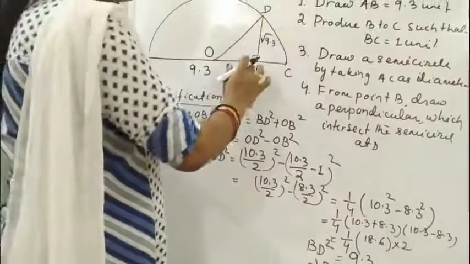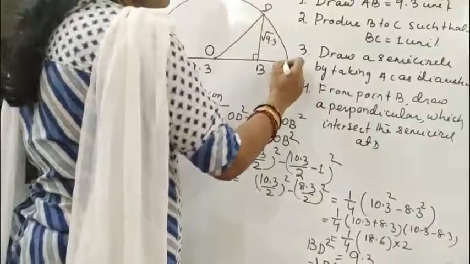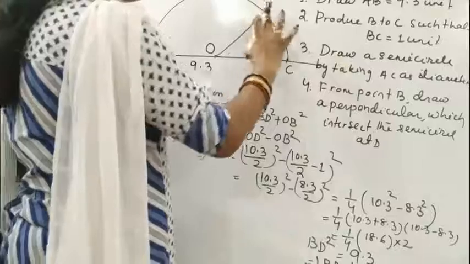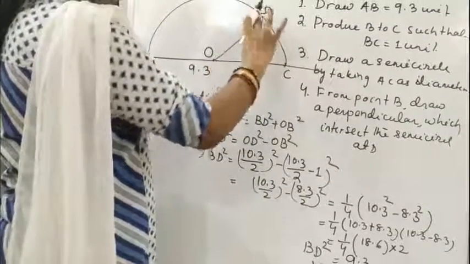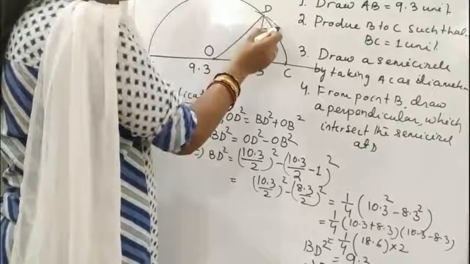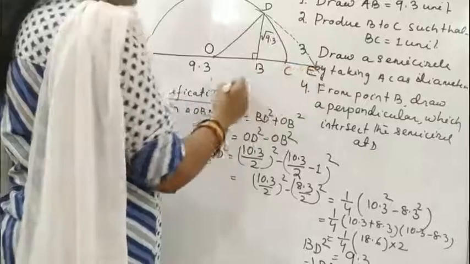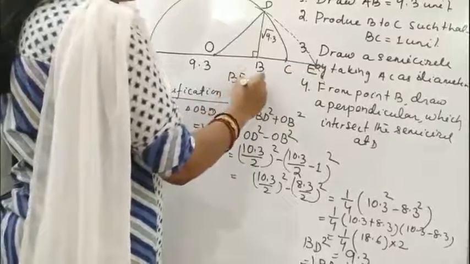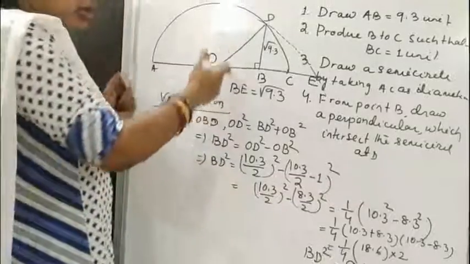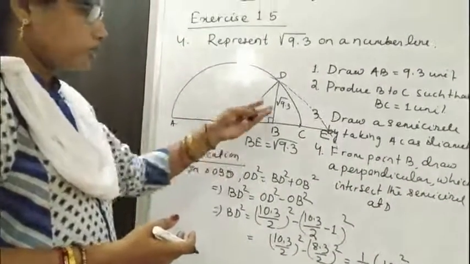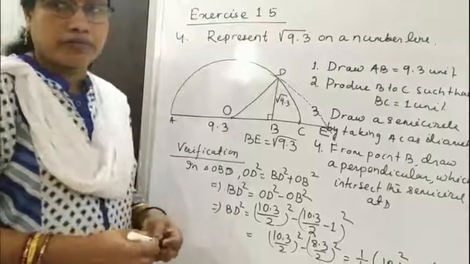If you want to represent it on the number line, you have to extend this, and then taking B as center and BD as radius, draw an arc. Let this be E. So BE is equal to square root of 9.3 units. In this way you can represent root 9.3 on the number line.